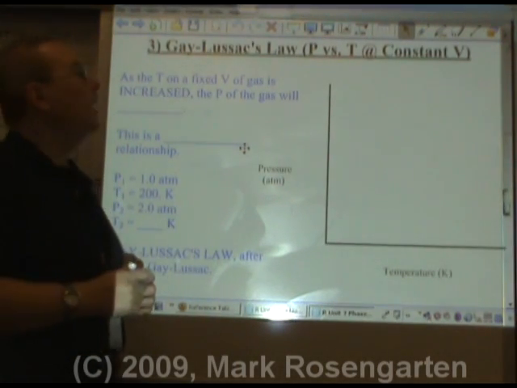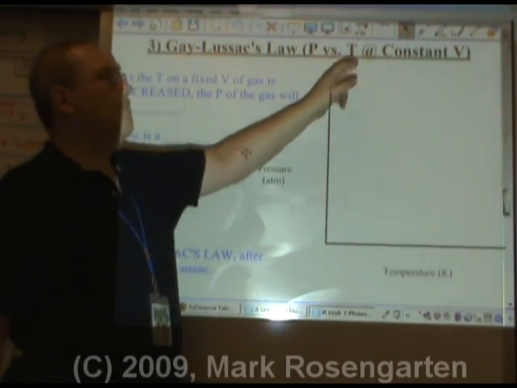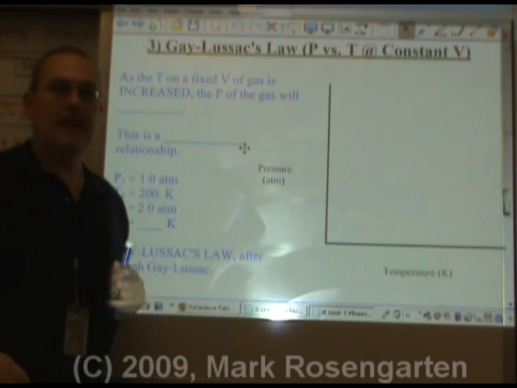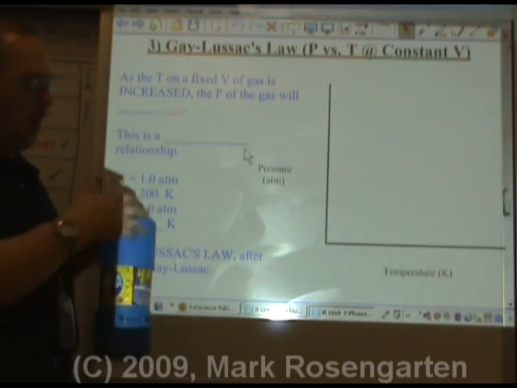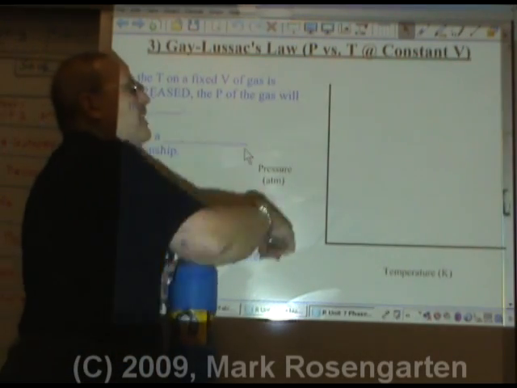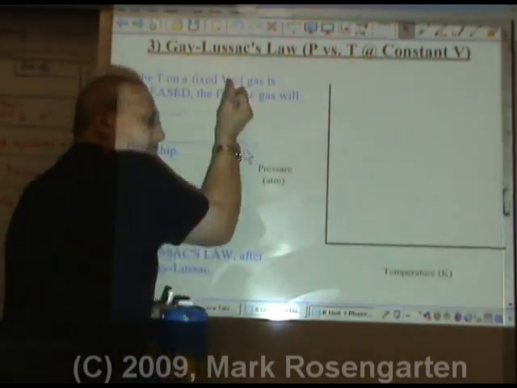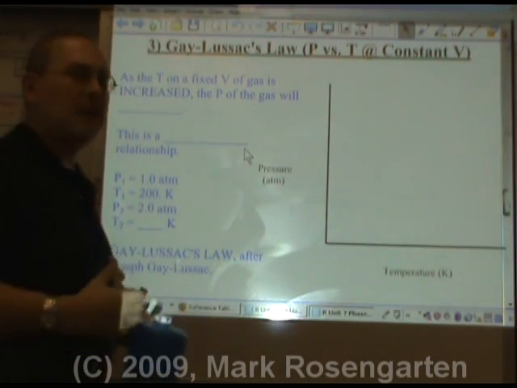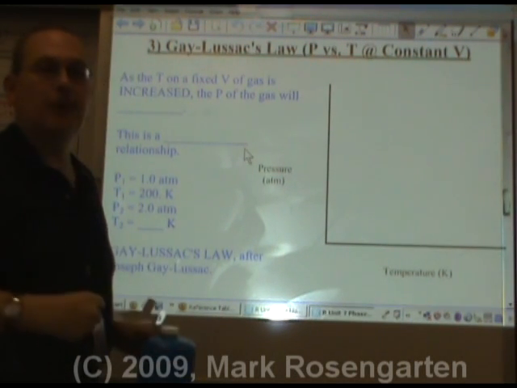Final relationship is Gay-Lussac's Law. It's the relationship between pressure and temperature when volume is held constant. This law is named after Joseph Gay-Lussac. This law assumes you have a container whose volume can't change. When you increase the temperature, the molecules are going to pound off the container walls that much faster. Twice the temperature, twice the pressure. 3 times the temperature, 3 times the pressure.